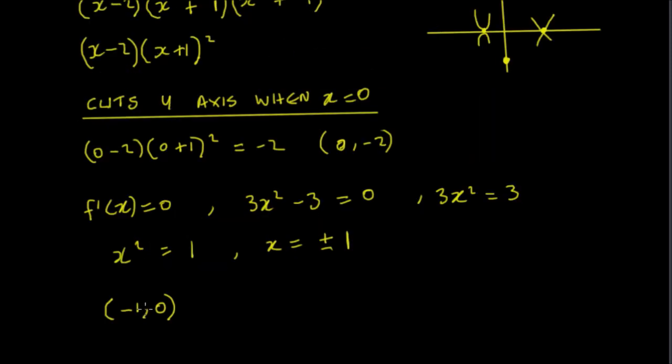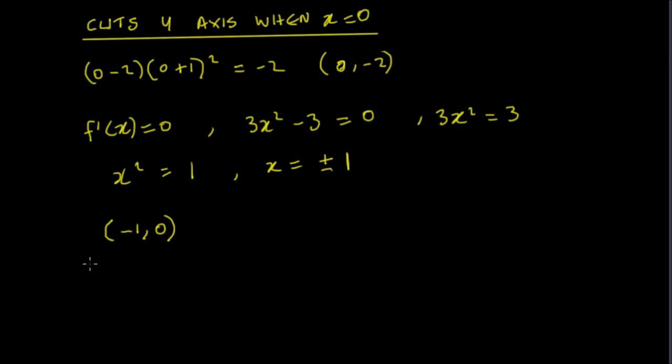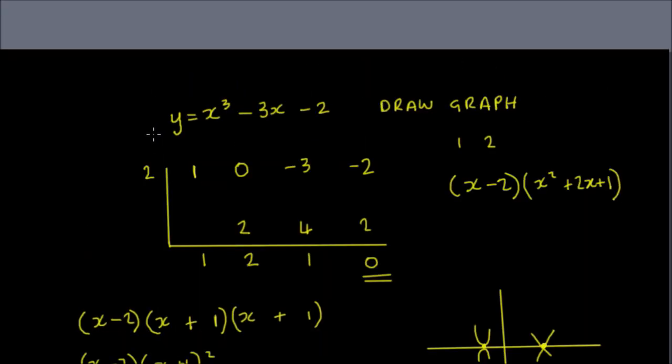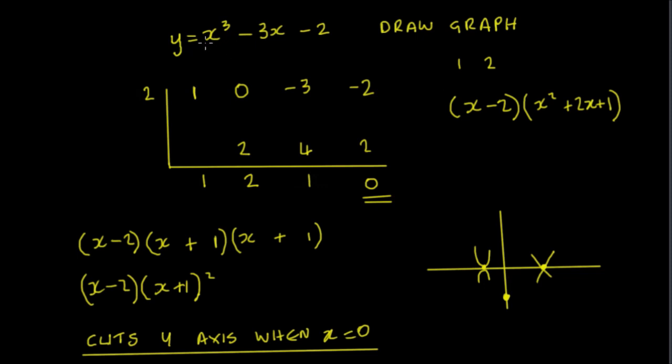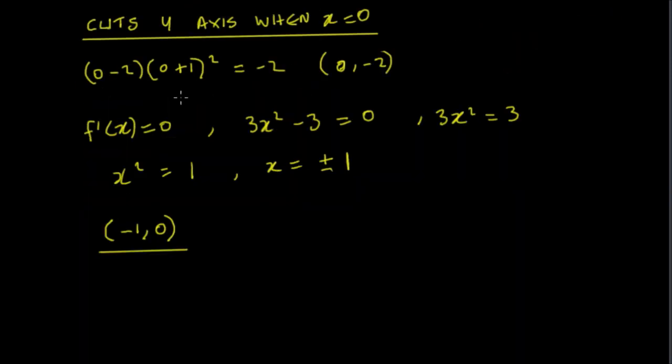But we're interested in finding the y coordinate of the other turning point. So the other turning point is whenever x is equal to 1, so when x is equal to 1, we just put 1 into this here. So we're going to get 1 cubed, which is 1, minus 3 is minus 2, minus the other 2 will give us a value of minus 4. So it means that the other turning point is going to be along 1 and down minus 4.